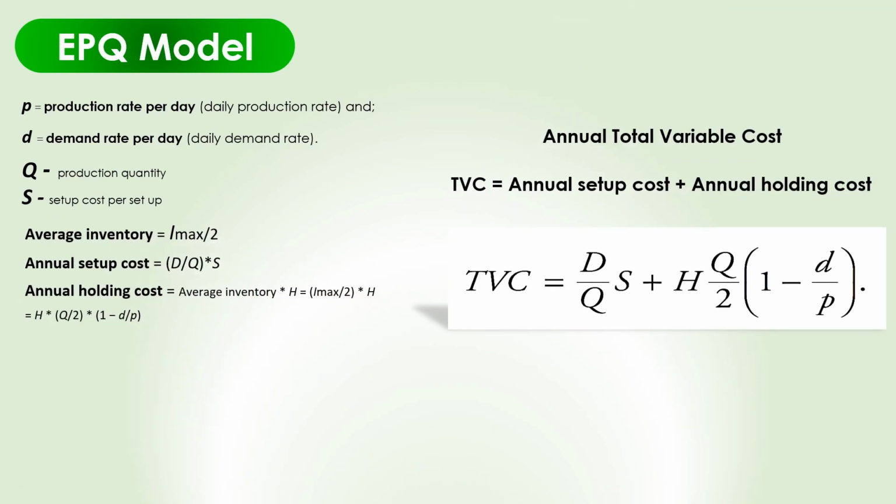Now, what is the total variable cost? So total variable cost is equal to the annual setup cost plus the holding cost. And if we substitute the formulas we have derived earlier, then TVC is equal to D over Q times S plus H times Q over 2 times 1 minus D over P. Ayun. So I hope na nai-imagine nyo kung paano na-derive yung formula based from the previous formulas given.